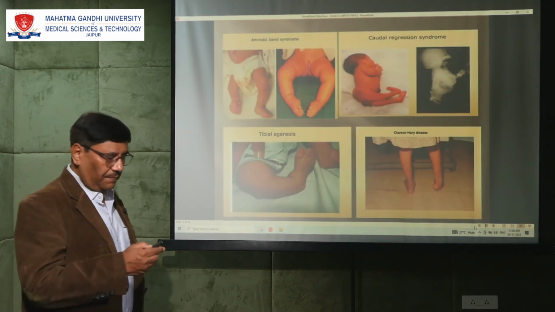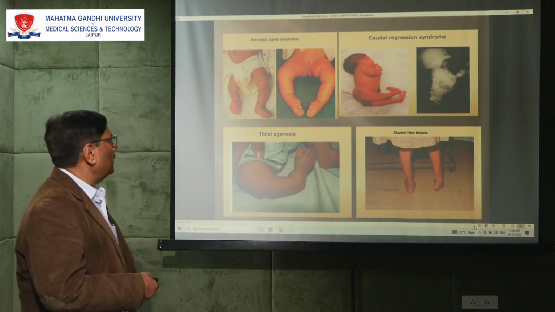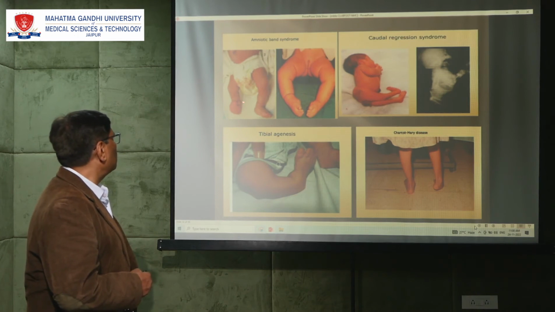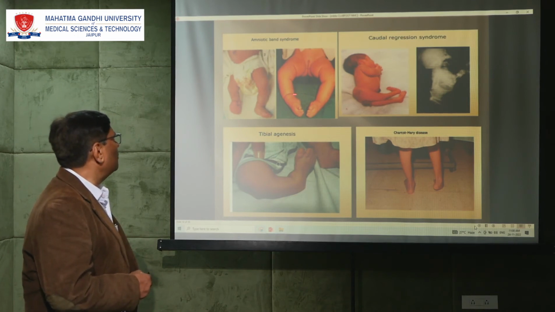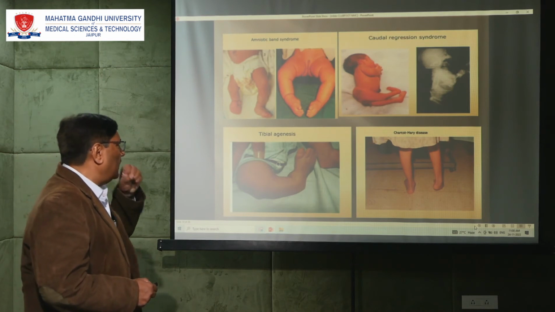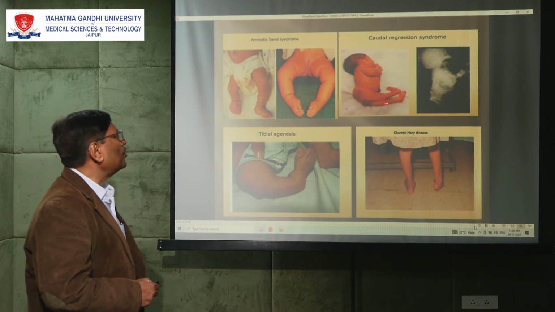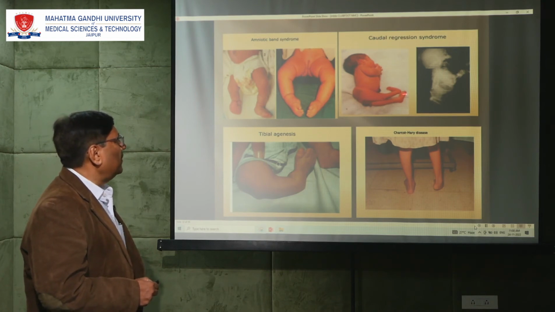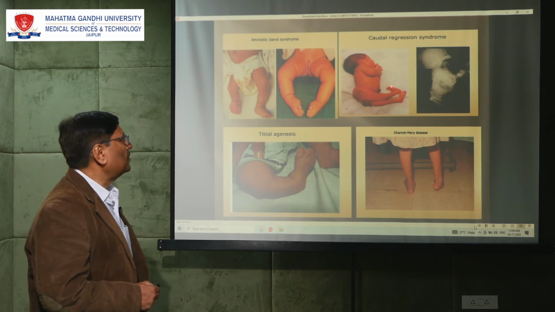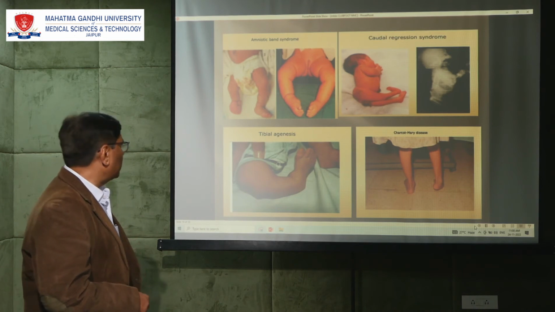So here are some examples of syndromic and paralytic disorders which may cause clubfoot deformity. Here you see these constriction bands, this is amniotic band syndrome. And now this is caudal regression syndrome, in which the neurology is affected and the child may get clubfoot deformity. Here you see the opposite of club, that is the calcaneus deformity. There is dorsiflexion of the foot. So we must differentiate between plantar flexion and dorsiflexion of the foot. This is dorsiflexed. In clubfoot there is plantar flexion.